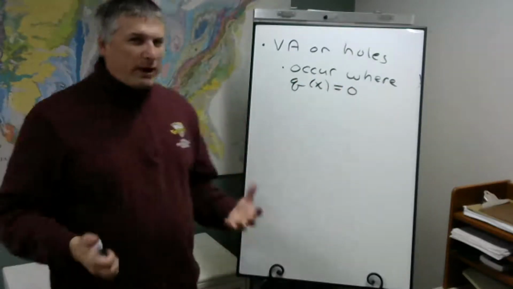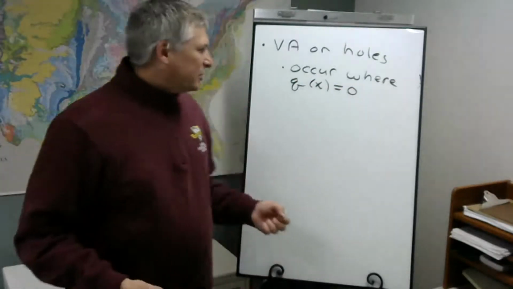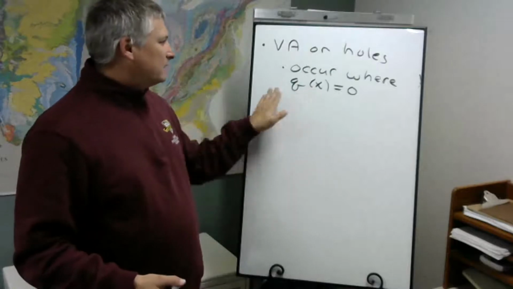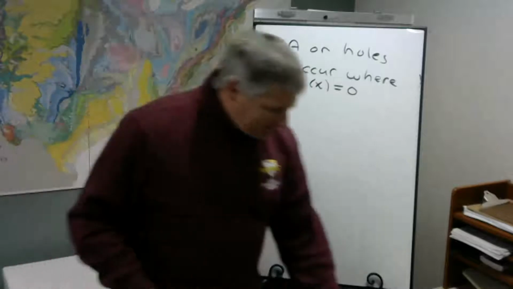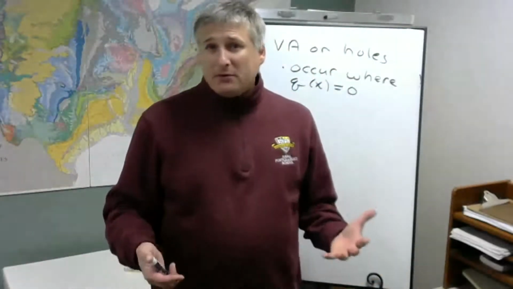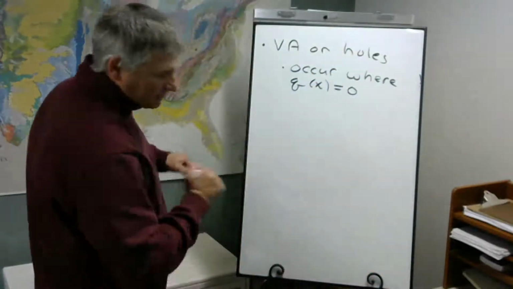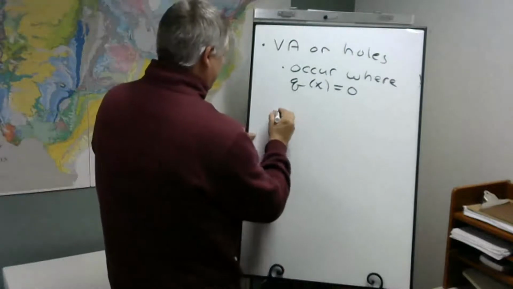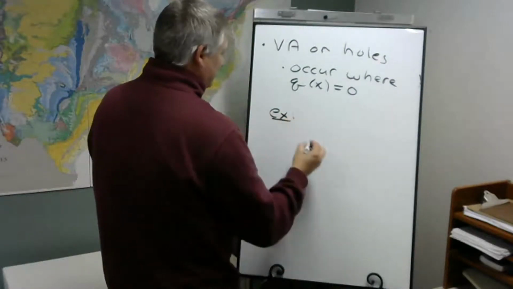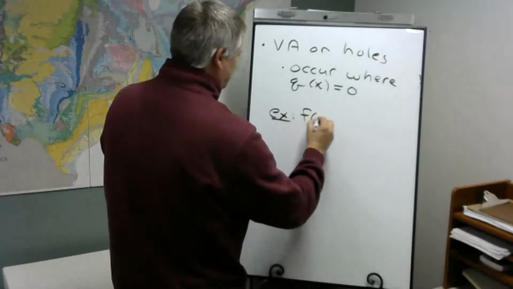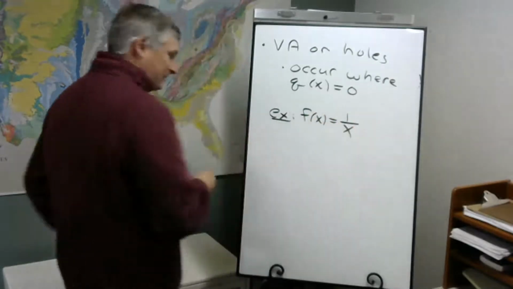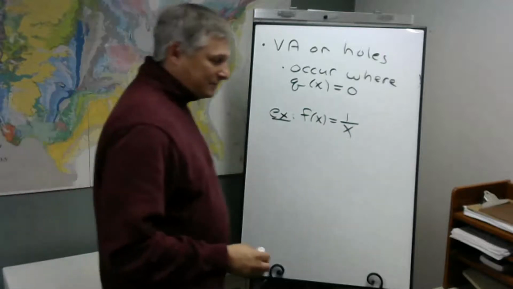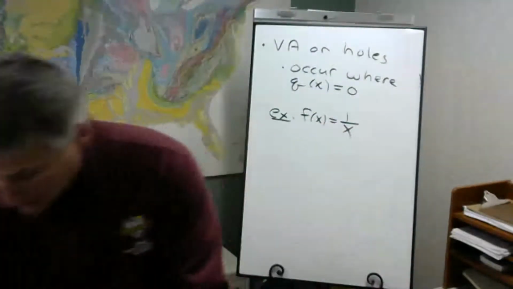So when I talk about where, we mean x values. They occur at x values that cause that to happen. So what these look like, you've encountered these before. So for example, if you look at f of x equals 1 over x, you do get a vertical asymptote with this function.